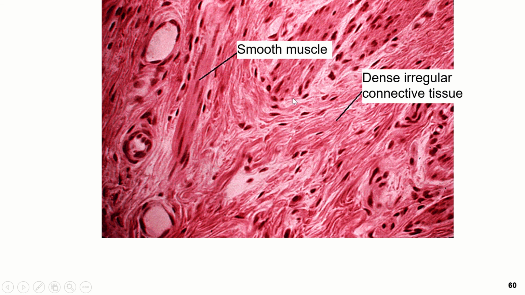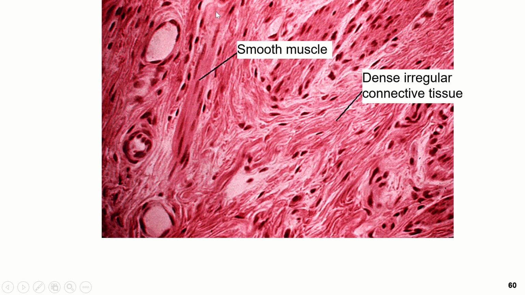So when you look at a microscope slide, a lot of times you're going to see larger samples like this. So here is dense irregular connective tissue. And you can see a lot of the fibers are kind of going in one way, but then they sort of branch out and twist. You won't see that in dense regular connective tissue.